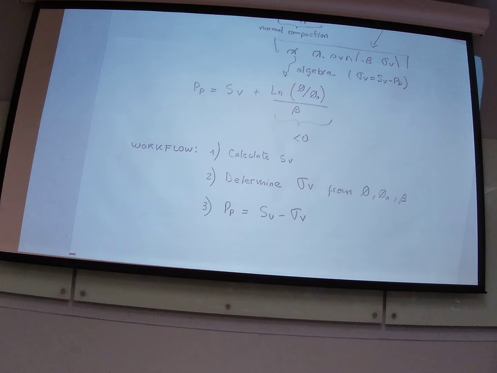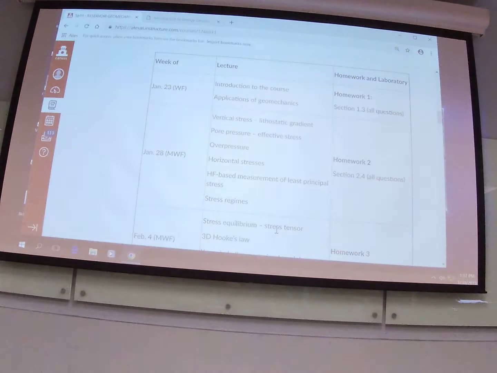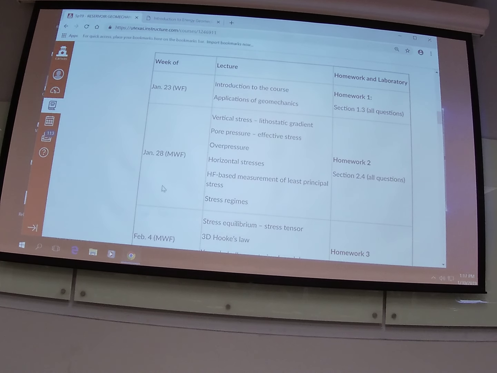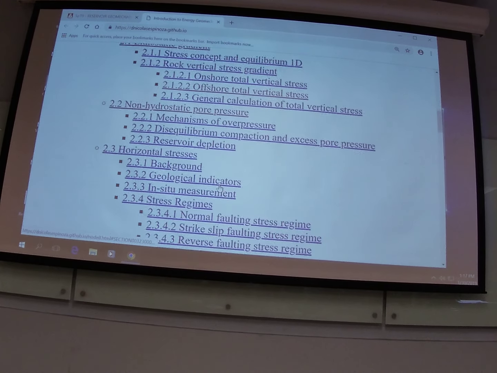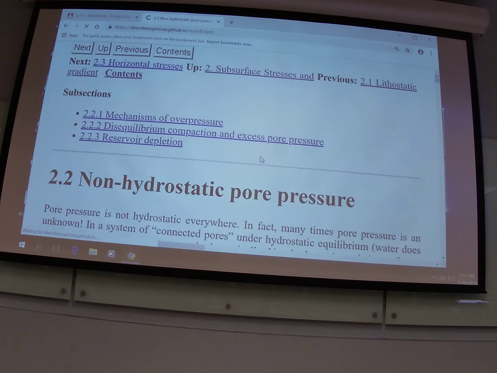There is one more thing I want to say about pore pressure. And I'm going to work entirely through the example because it is in the notes over here. Let me count. Now, there are two things out.